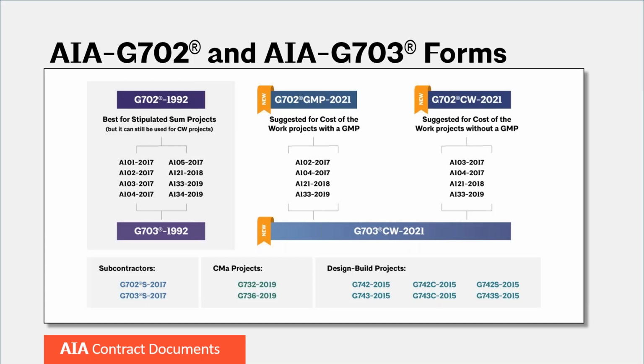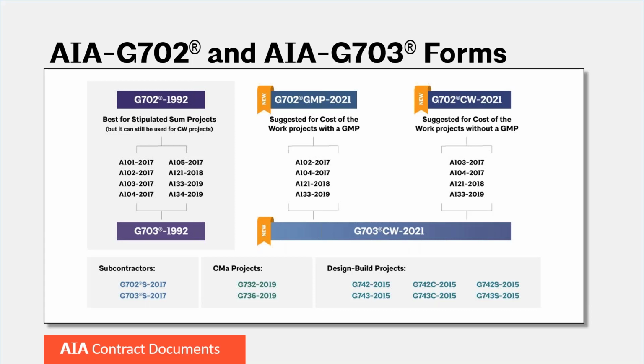There are also correlating subcontractor forms G702S and G703S, first published in 2017, which facilitate the payment application process between subcontractors and the prime contractor. The G732 and G736 versions of the forms, specifically for construction manager as advisor projects, were updated in 2019. A family of forms suited to design build, the G742 and G743, along with versions for the design builder, the contractor, and the subcontractor, were all added in 2015.